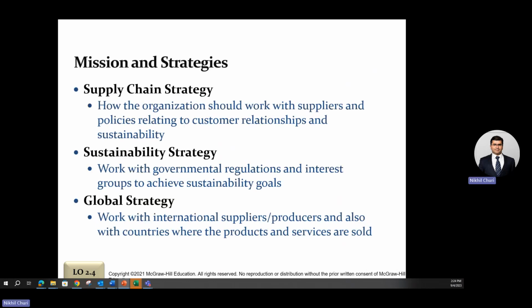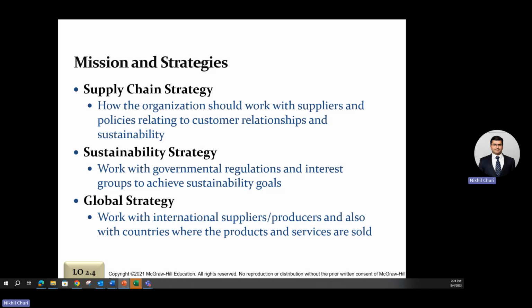Moving forward, the missions and strategies. As per this book, there are four main strategies listed. The first one is your supply chain strategy. This is about how the organization should work with suppliers, and policies related to customer relationship and sustainability. As we go, we'll learn a lot more in depth about this topic, so for now I'll just stick to the basics.